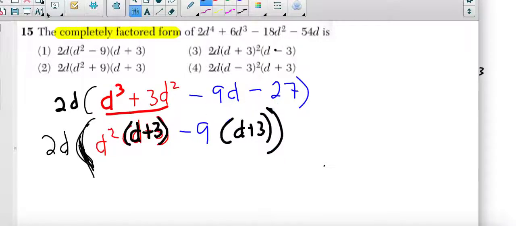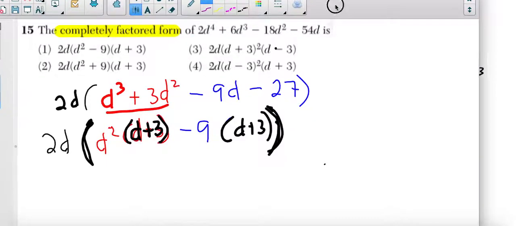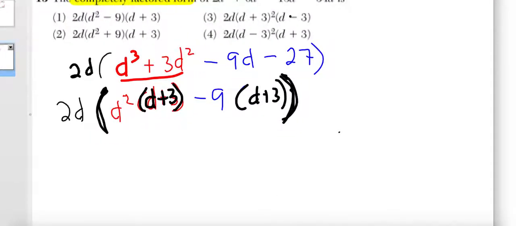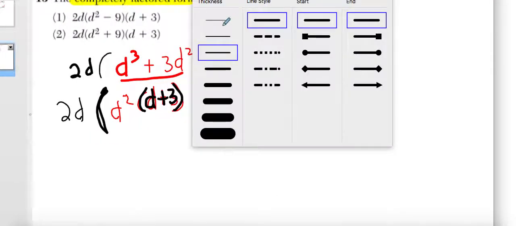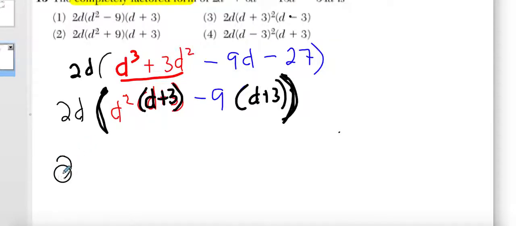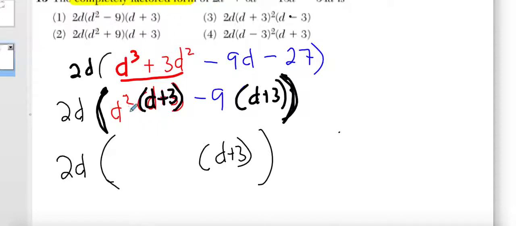So now, the next thing we're going to do, guys, is we're going to keep working inside this big set of parentheses, all right? So the GCF is D plus 3. So all I'm going to do now is I'm going to bring down the 2D, and the D plus 3 will come right here because that's our GCF. Then I'm going to bring the D squared minus 9 down here.